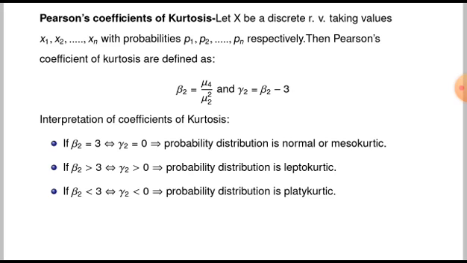Okay, so let me revise what we have seen today. We have discussed Pearson's coefficients of skewness and kurtosis. These four coefficients, 2 for skewness, beta 1 and gamma 1, and 2 for kurtosis, beta 2 and gamma 2, and their interpretations.